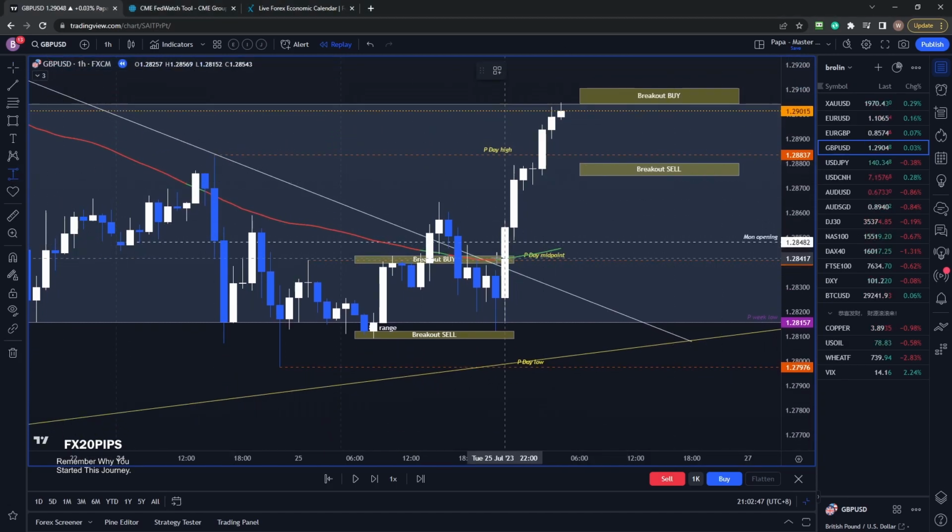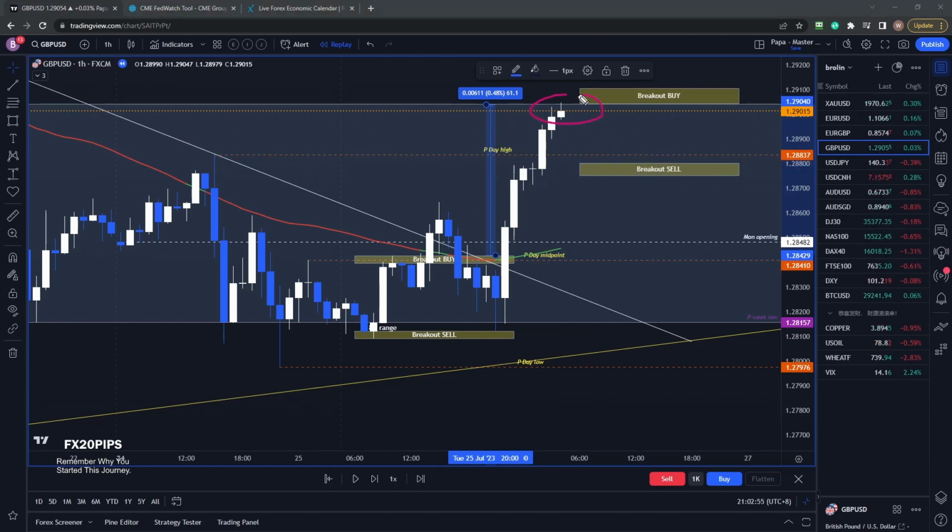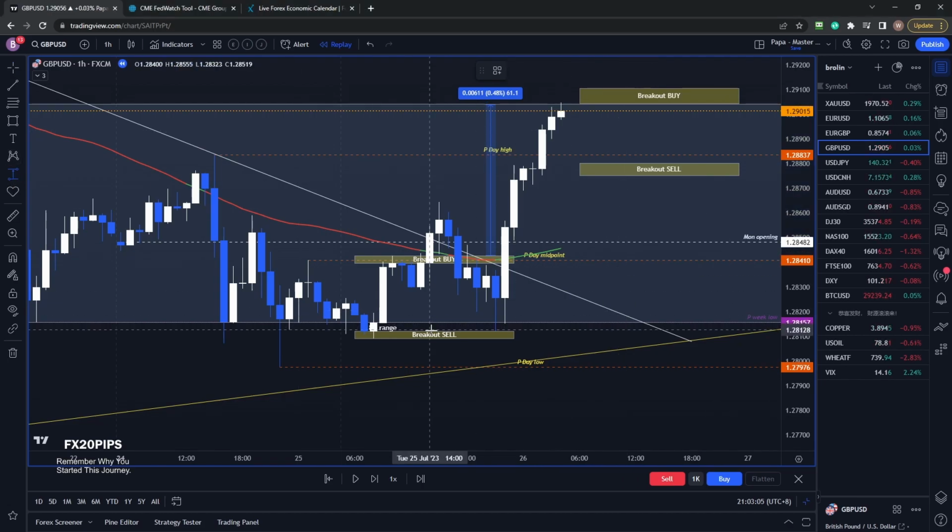So just a rough estimate from here, from the breakout zone here to the top, is 61 pips. What is the top here? This is the 8 hours range top and bottom. Now if you managed to buy from here, and then come all the way up here, that is about 92 pips.